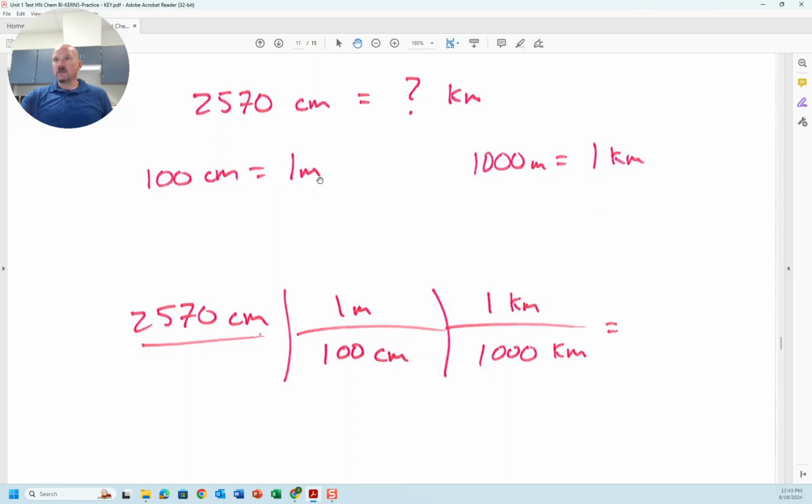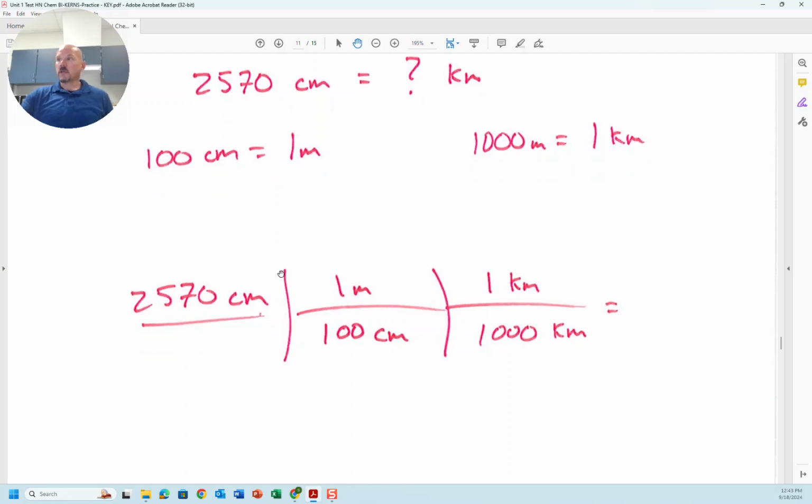Use this ratio, use this equality to make a ratio to cancel out centimeters and get to meters. And then once you have meters, use this ratio to cancel out meters and get to kilometers. So centimeters to meters, meters to kilometers. So we're going to divide by 100 and then we're going to divide by 1,000.